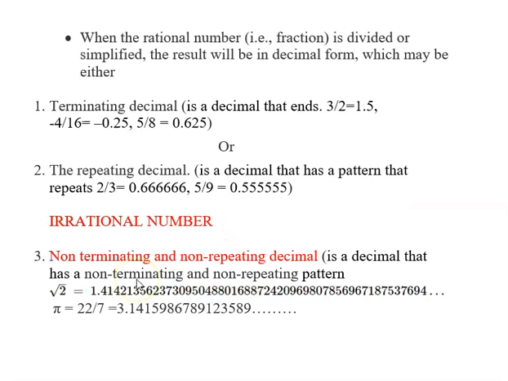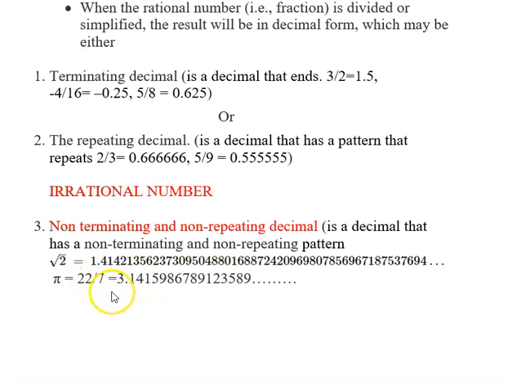You have another case. If you divide 22 by 7, the decimal result will be 3.1415987, and it goes on like that. If you see this decimal result, it never repeats and also it never ends. This type of decimal result is non-repeating and non-terminating. If you get this type of decimal result, then you call 22 by 7 an irrational number. Like that you have square root of 2 by 1, square root of 3 by 1. All these are called irrational numbers.